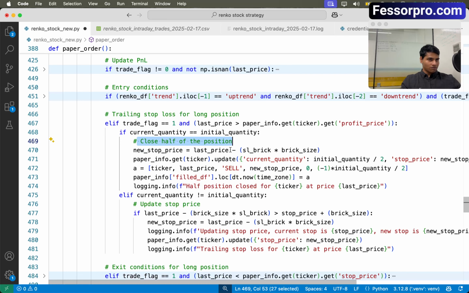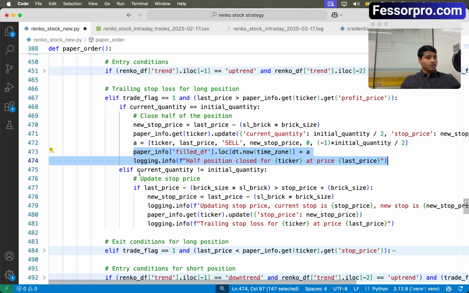So before closing half of the position, I need to calculate the new stop price. Whatever my current stop price is, we'll change it to the new stop price. So my new stop price is last price minus SL brick into brick size. I'm updating the paper info variable and then I'm logging this to the log file.